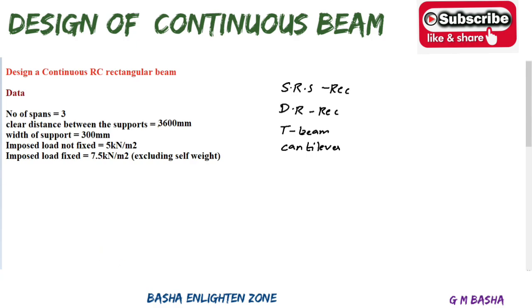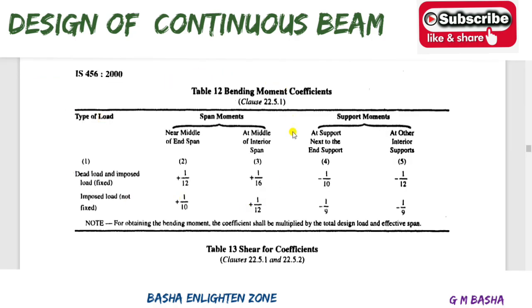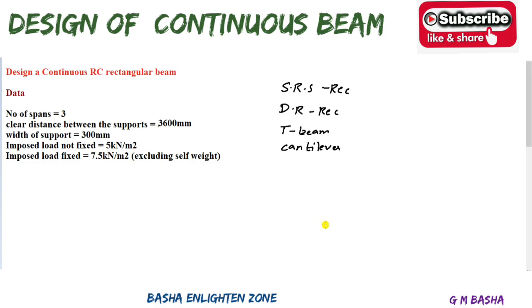Why? Because for calculation of this type of continuous beams, see here, the bending moment coefficients for continuous beams and slabs are generally given in terms of dead load and imposed load fixed, imposed load not fixed. Therefore the given data for continuous beams is also in that way only, and for this data you have to design the continuous beam. Given number of spans is 3, so I will take that point here.